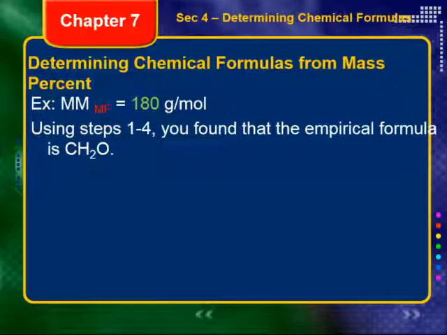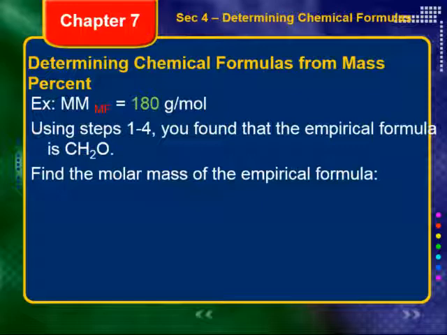If we do the same steps, we would find out that the empirical formula for this compound is CH2O, and it has a molecular formula with a molar mass of 180 grams per mole. Now I'm going to find the molar mass of the empirical formula. I have 1 carbon, 2 hydrogens, 1 oxygen. You should be able to calculate the mass of that by now. You'll find that it's 30 grams per mole.